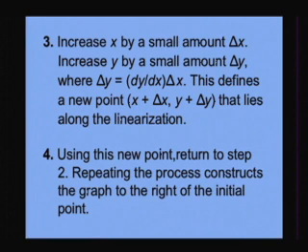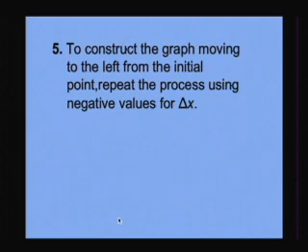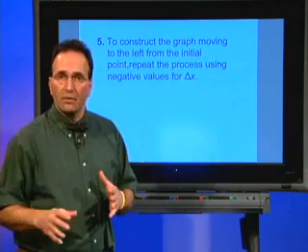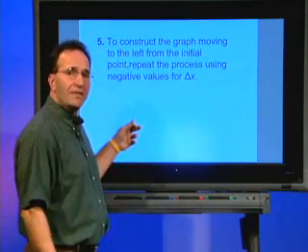Step 4. Using this new point, return to step 2. Repeating the process constructs the graph to the right of the initial point. And step 5, to construct the graph moving to the left from the initial point, repeat the process using negative values of delta x. Let's look at an example that will illustrate this method.